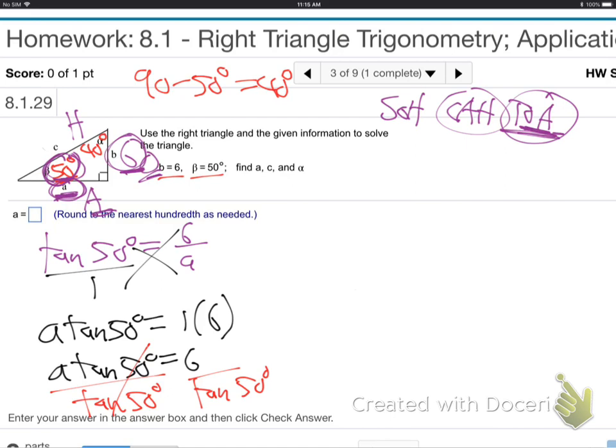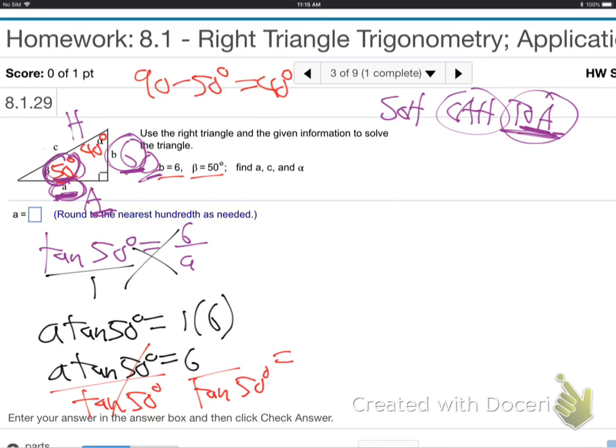Make sure you're in degree mode. We were in radians earlier, but it's 50 degrees, right? So make sure you're in degree mode. So 6 over tan 50, somebody got it? Can I borrow a calculator? Thank you. 6 over tan 50. Check your mode. Everybody know where the mode button is, at the top, right? So go into mode, make sure you're in degrees.